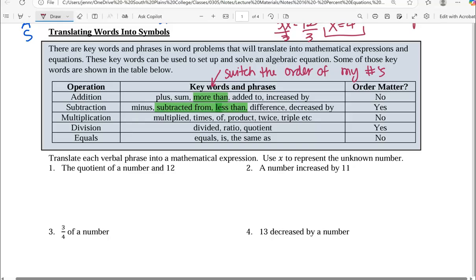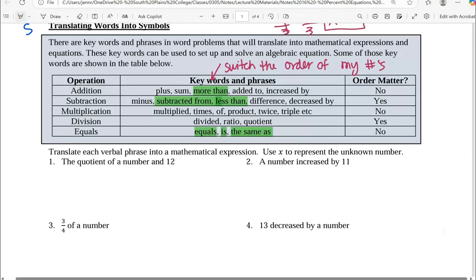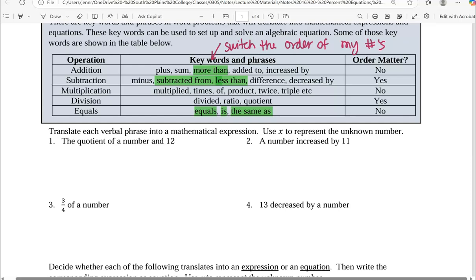Multiplication is things like multiplied, times, product, twice. Division is divided, ratio, quotient is a big one. And now we're bringing in that equal sign, which takes the words equals, is, or is the same as. So the first thing we're going to do is use some words and translate that into my algebra.